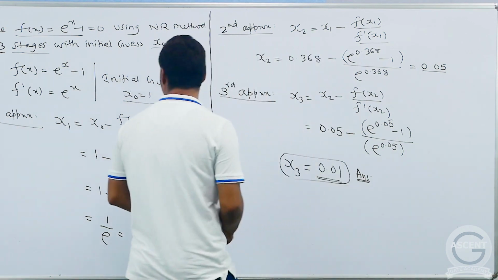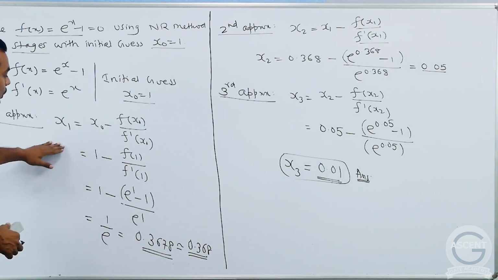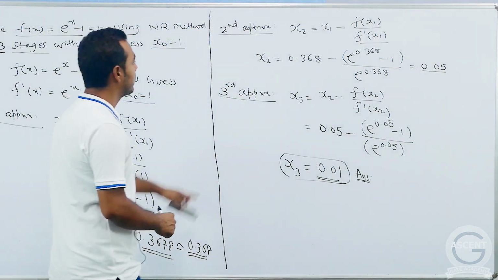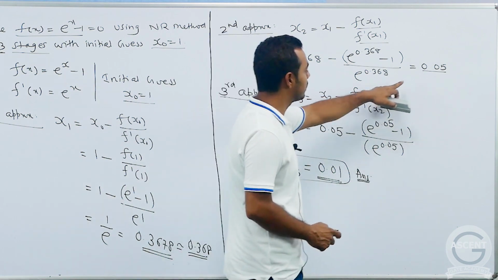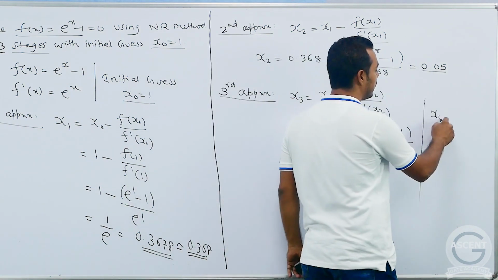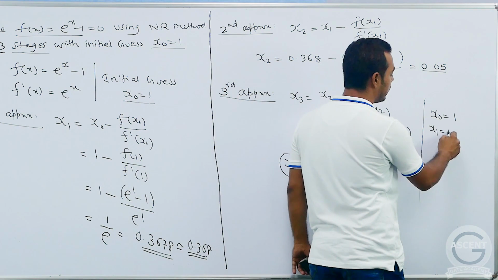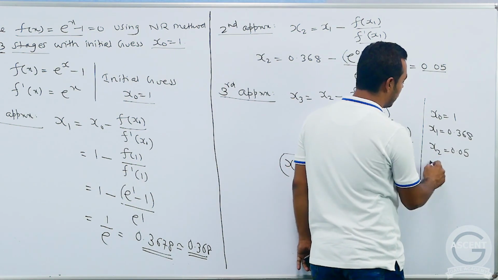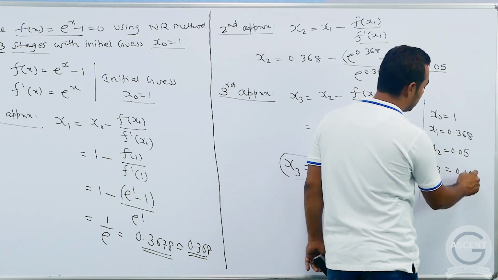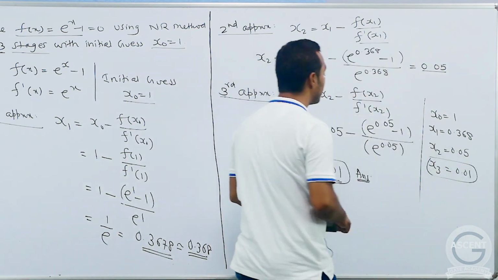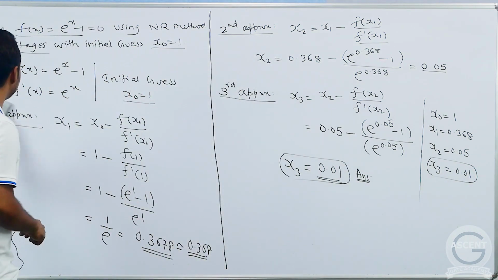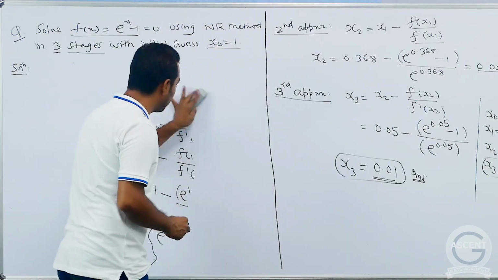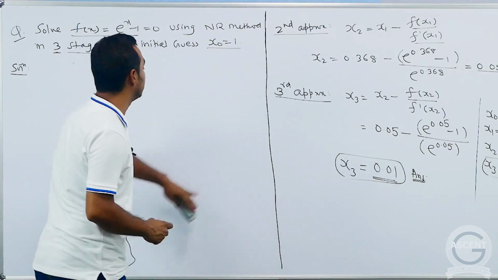Now we are going to see the graphical explanation for this, that what is happening with each stage. Let me write all the approximations that we are getting. Initial guess was 1, x1 is 0.368, x2 is 0.05, x3 is 0.01. This is our answer. Now let me draw the graph, and with the help of the graph, let us see what is happening with each iteration. In that way you will have a better understanding of this Newton-Raphson method.